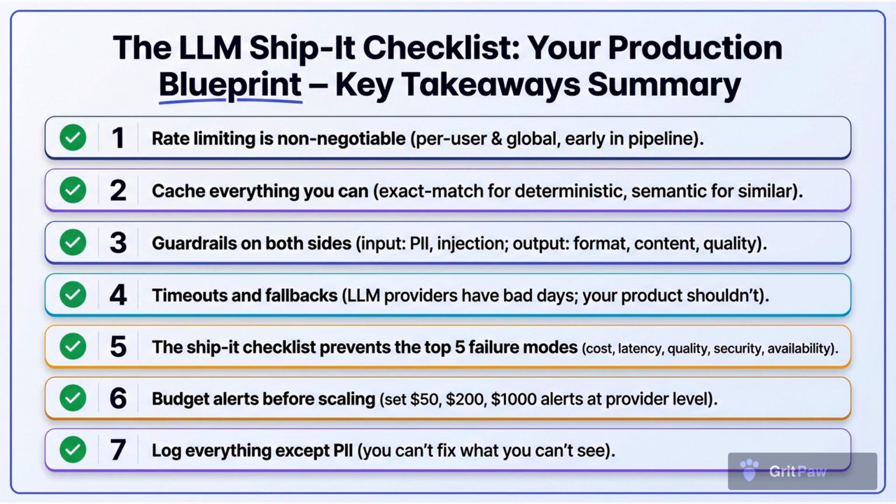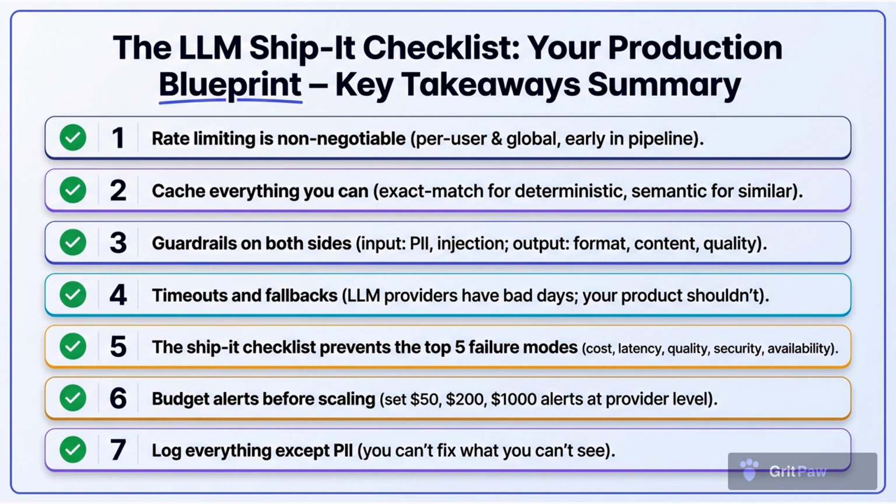Third, guardrails on both sides. Implement input guardrails to filter PII, detect prompt injections, and validate input content before the LLM call. Complement these with output guardrails to ensure LLM responses are safe, formatted correctly, and of high quality before they reach the user. Fourth, timeouts and fallbacks are essential for reliability.